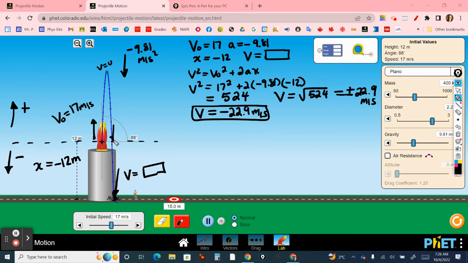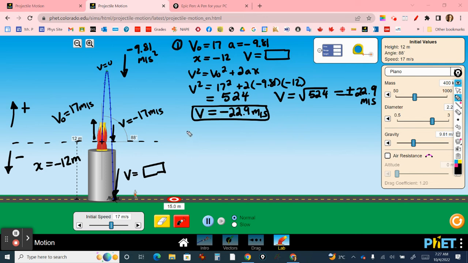So it rose, came to a V of 0. Here, when it passed the point where it was launched, the V is minus 17 meters per second again. There's a symmetry here. So from here to here, 17, 0, minus 17. But then we have this additional gaining of speed as it goes down. And you don't have to calculate this in pieces. The kinematics equation tells us it's going to be negative 22.9.